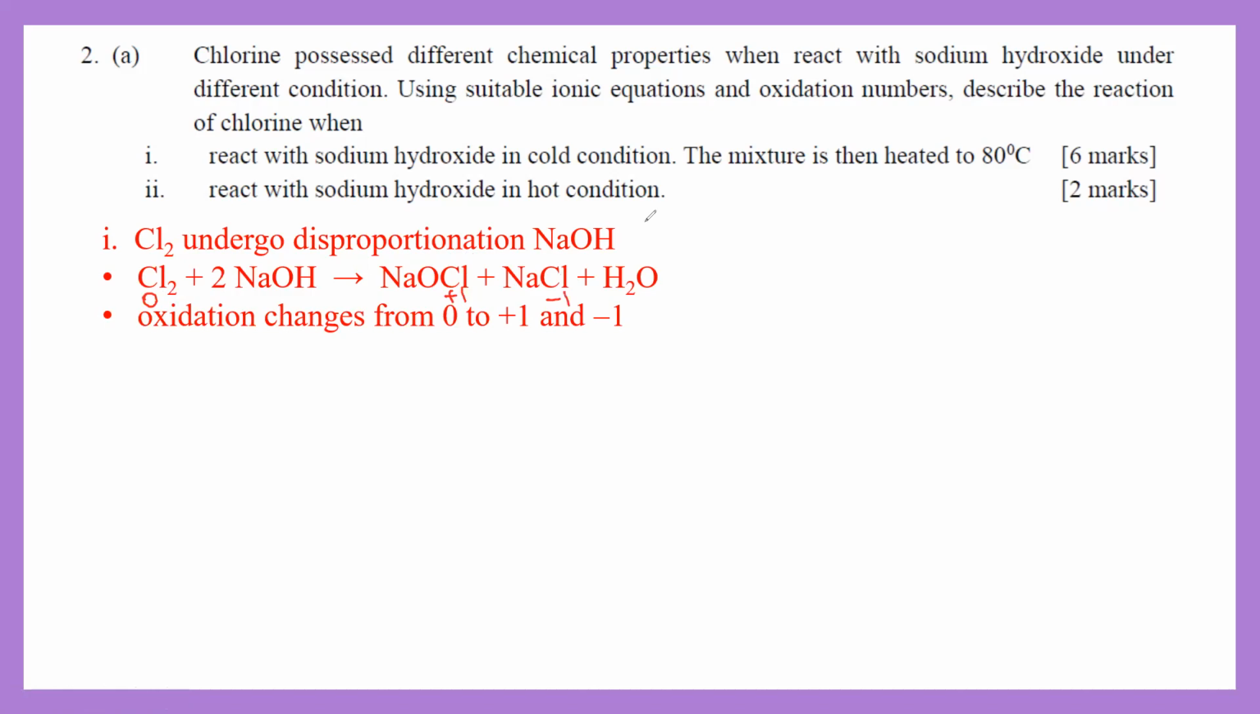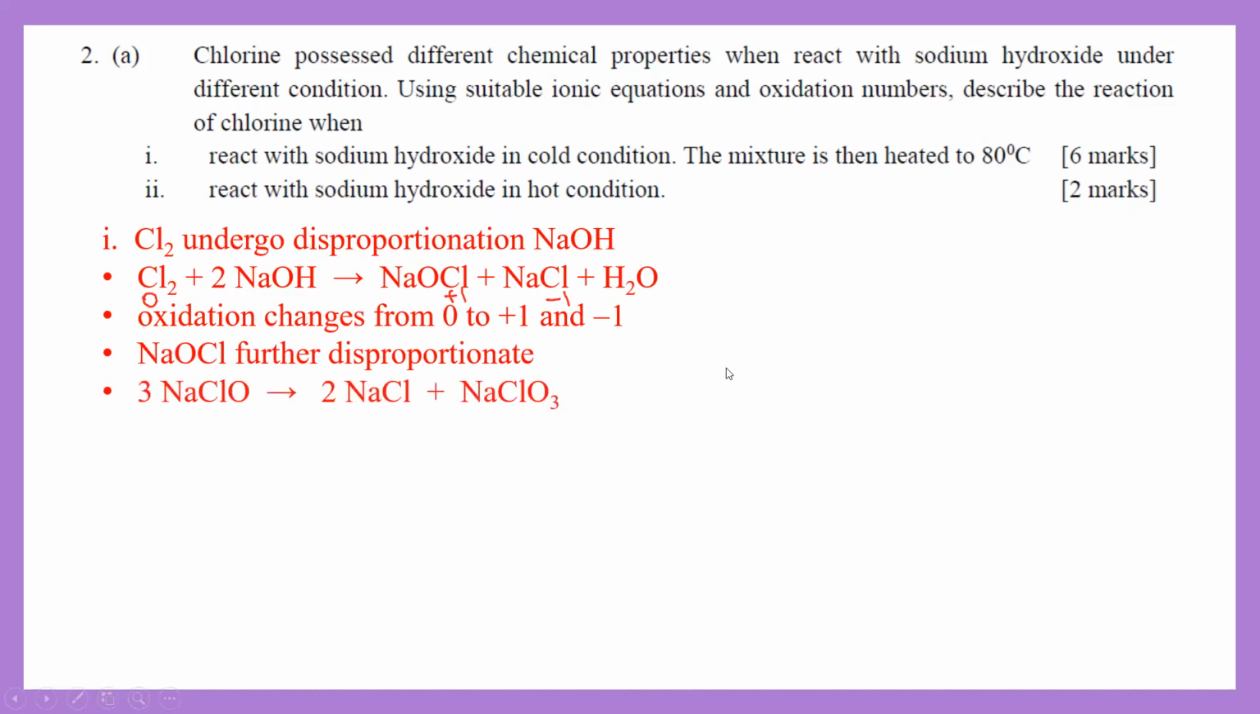Then what happened when further heated? When further heated, it will further undergo disproportionation, where according to the equation, 3NaClO gives 2NaCl plus NaClO3. The changes of oxidation state are from +1 to become +5 and -1. As we mentioned just now, this one is +1, isn't it? NaCl is -1, NaClO3 is +5. So this is what happened when the mixture is further heated strongly.